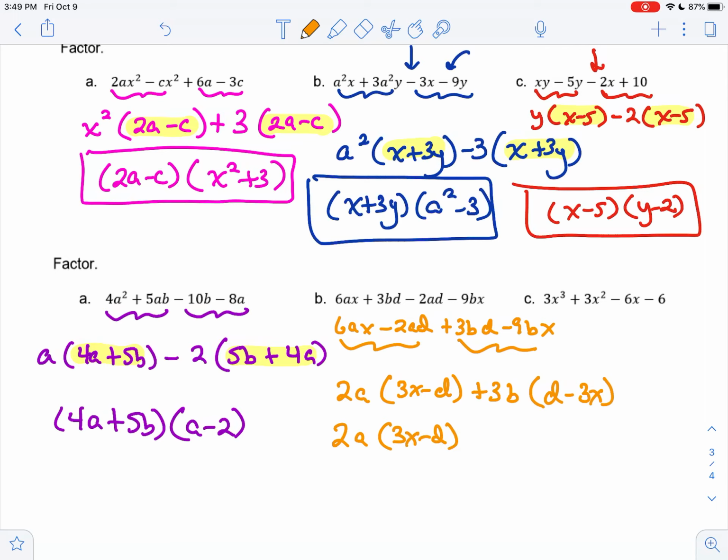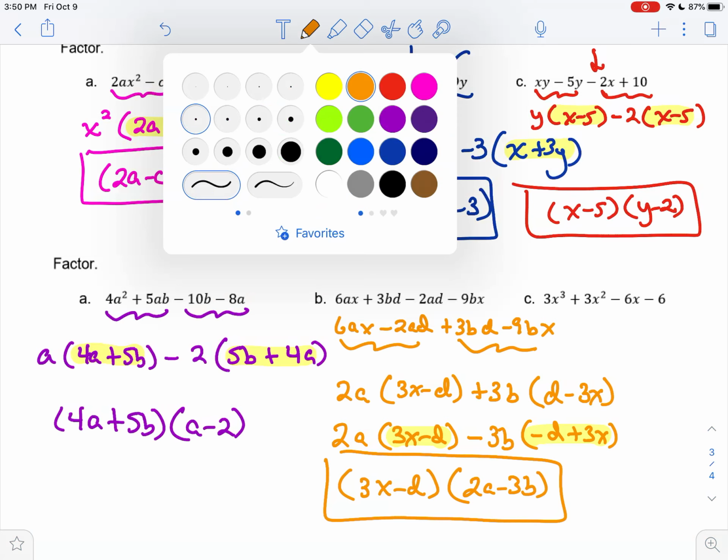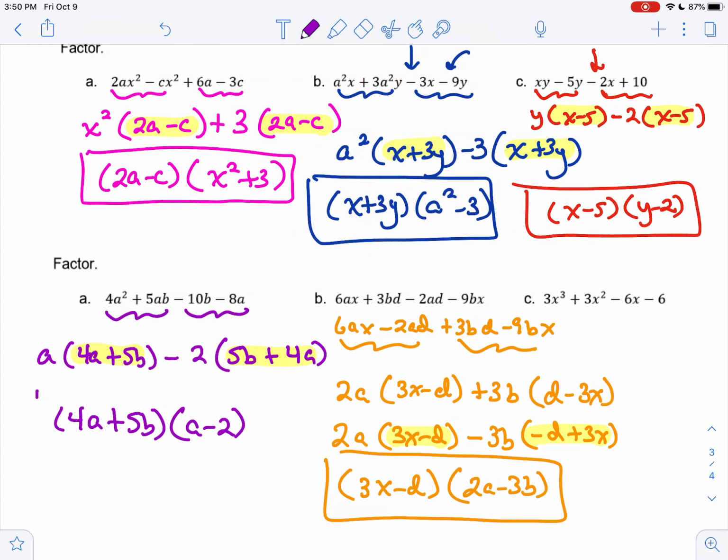Okay, so if I do that instead, 2a times 3x minus d, if I factor out a negative and then 3b, then I actually have minus d and plus 3x. Now they're the same. 3x minus d and minus d plus 3x are the same. So now we can continue factoring. So we'll pull out 3x minus d to the front and 2a minus 3b, and that's going to be my final answer.